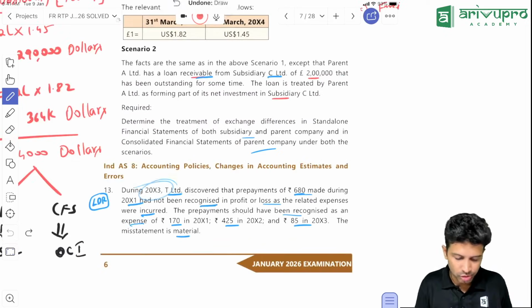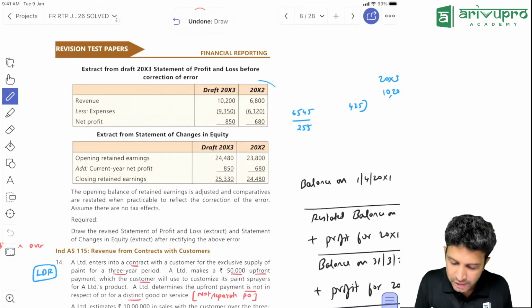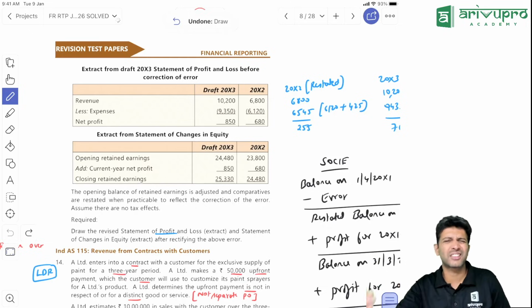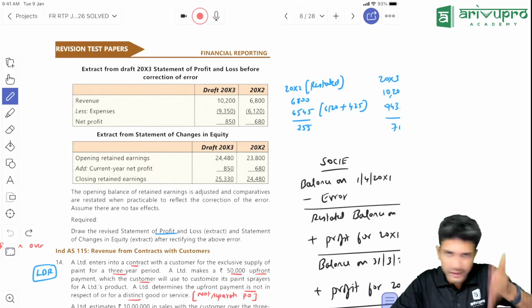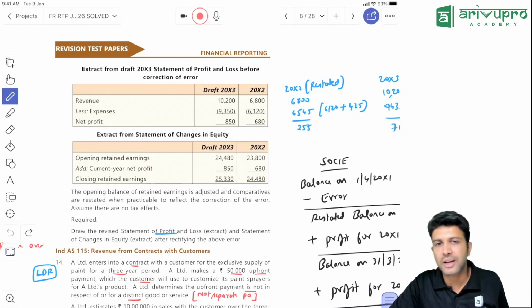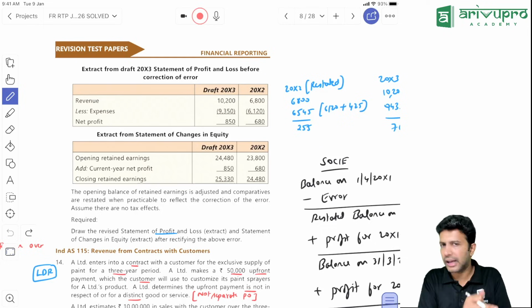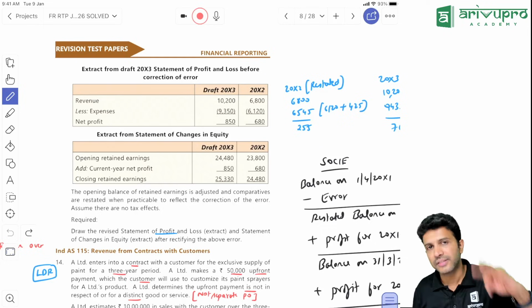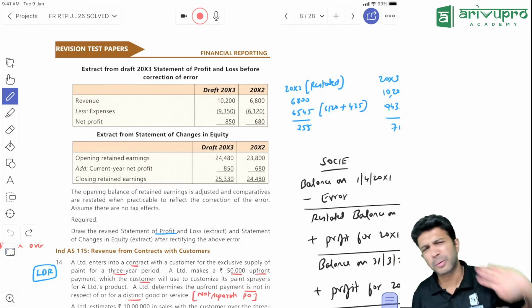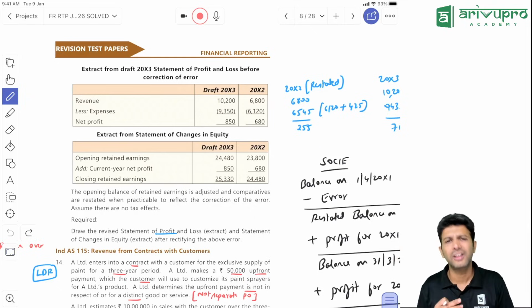Current year is 20x3, so last year will be x2. Right? Current year and last year comparative financials. I mean, current year data we will give along with the last year comparatives. So current year error you can easily correct. Last year error also you can easily correct. If the error goes beyond the previous year, you need to prepare a third balance sheet by adjusting components.